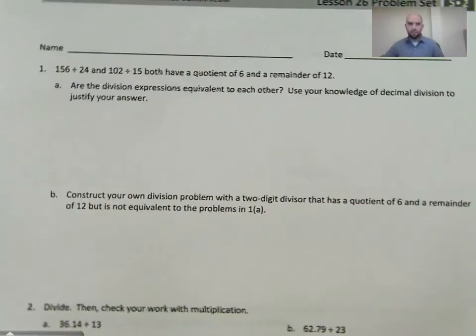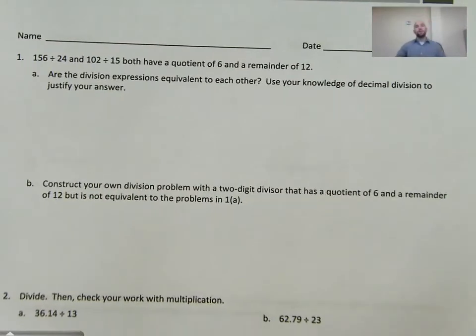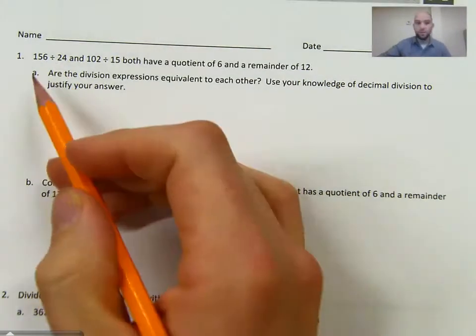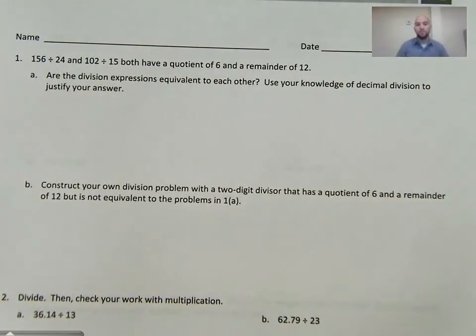To have a better understanding of why we might want to find a quotient in decimal form rather than using a remainder, for starters, it's going to be more accurate. So look at this first question here. It says 156 divided by 24 and 102 divided by 15 both have a quotient of 6 and a remainder of 12. Are the division expressions equivalent to each other? Use your knowledge of decimal division to justify your answer.